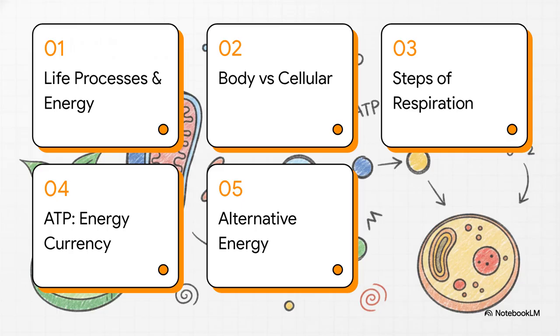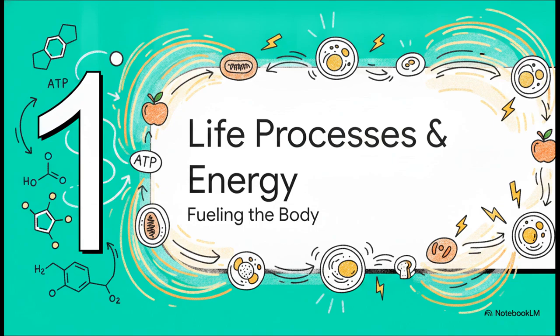First, life processes and energy. Second, body versus cellular respiration. Third, the 3 steps of respiration. Fourth, ATP, the energy currency. And finally, alternative energy sources. We're going on a fascinating journey from the macro level of the whole body right down to the microscopic cellular molecules. Let us start with Section 1, Life Processes and Energy.